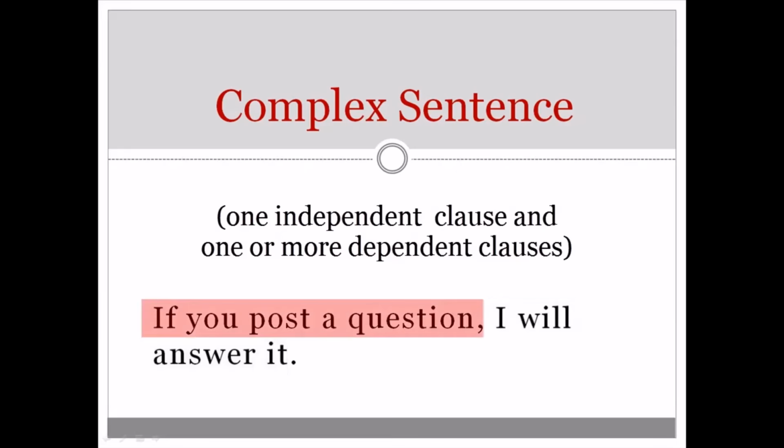If you post a question is a dependent clause. It has a subject and verb, but this idea cannot stand alone. It depends on the main clause for meaning. The general practice is to use a comma to separate the clauses when the dependent clause appears first.